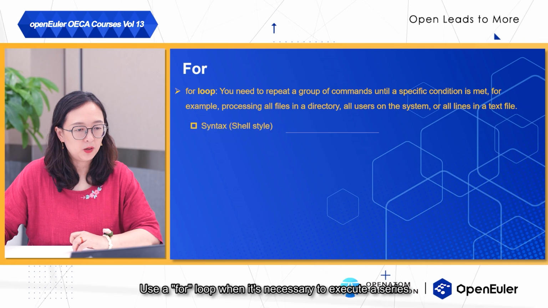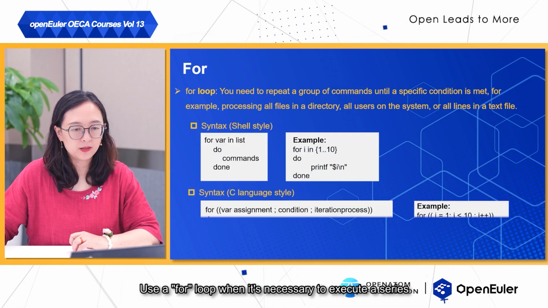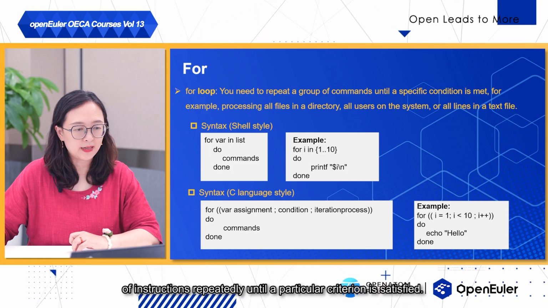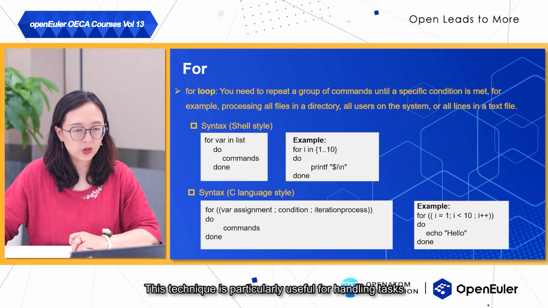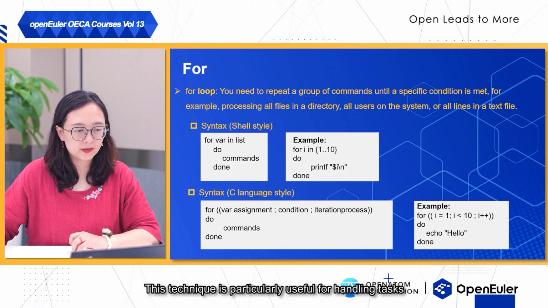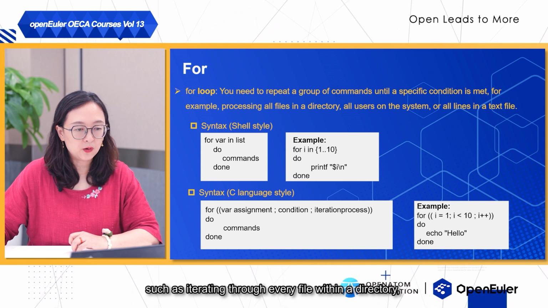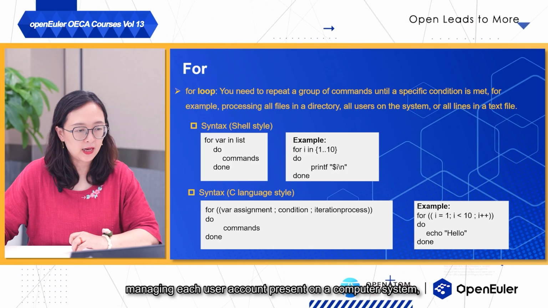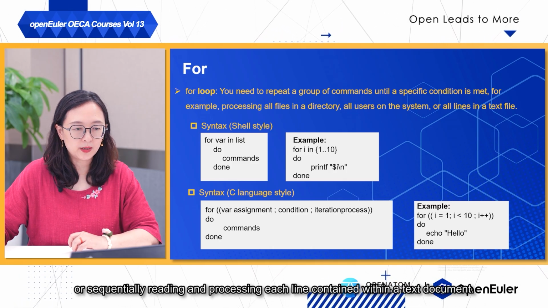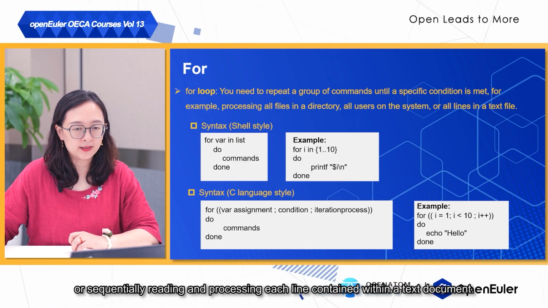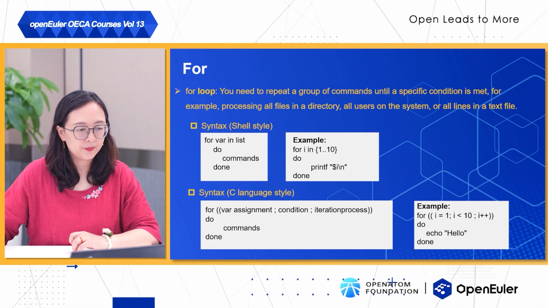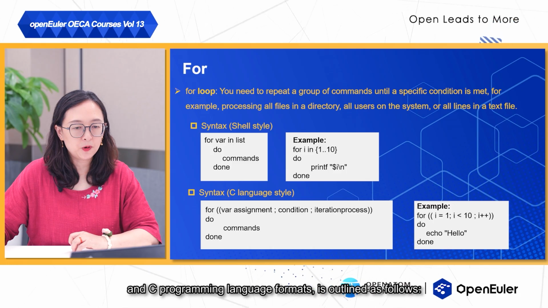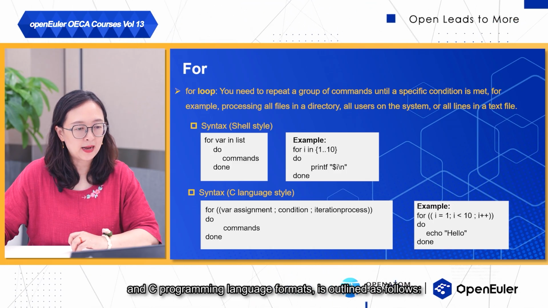Use a for loop when it's necessary to execute a series of instructions repeatedly until a particular criterion is satisfied. This technique is particularly useful for handling tasks such as iterating through every file within the directory, managing each user account present on the computer system, or sequentially reading and processing each line contained within the text document. The syntax, which is represented in both the shell scripting and C programming language formats, is outlined as follows.